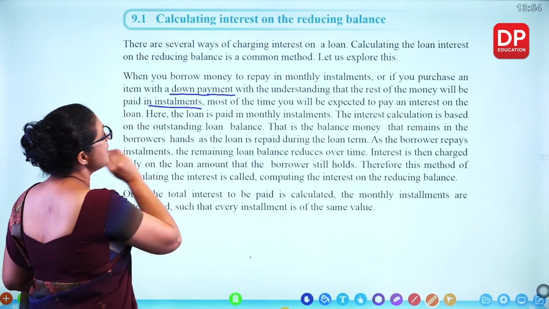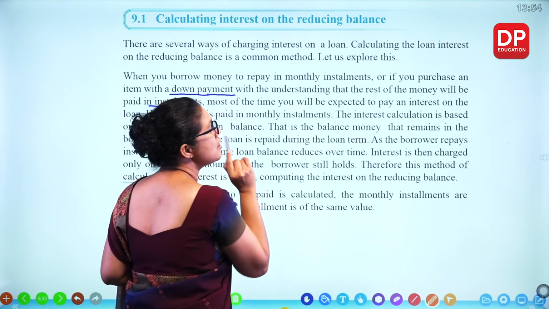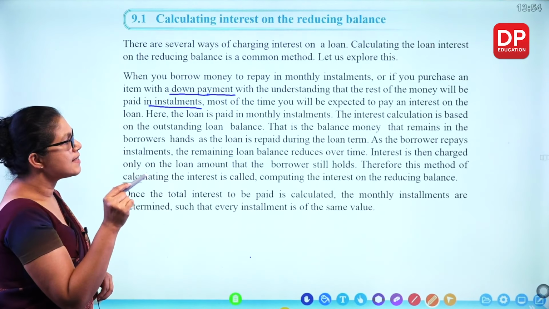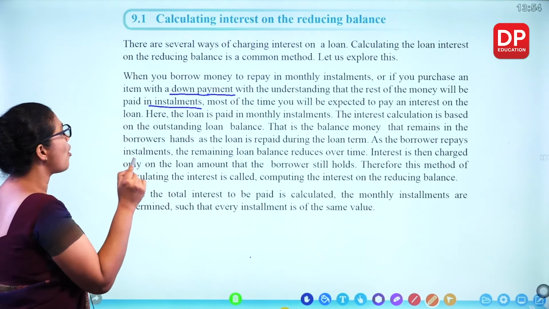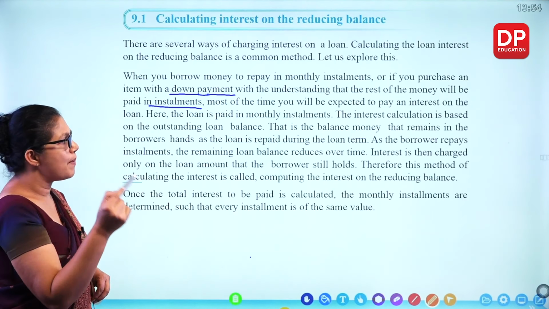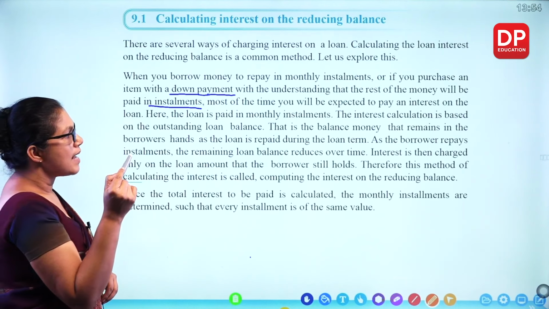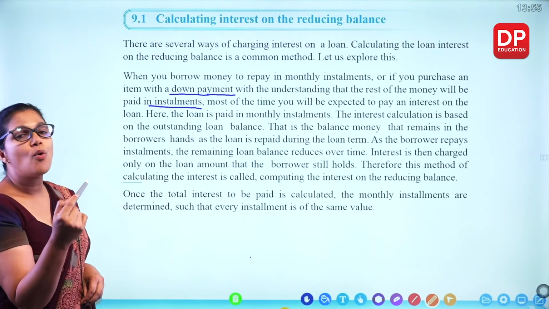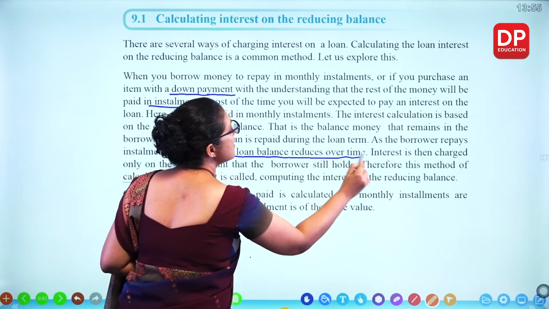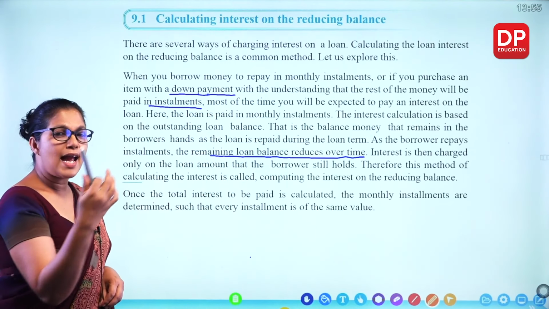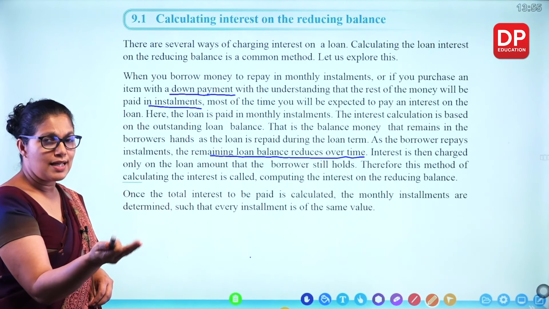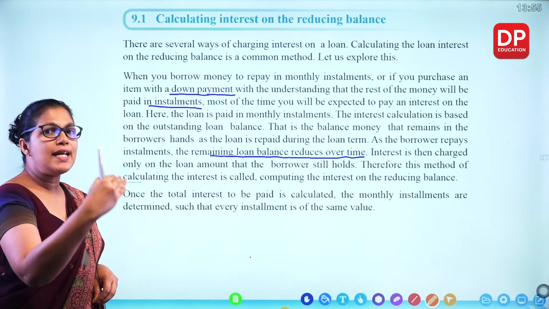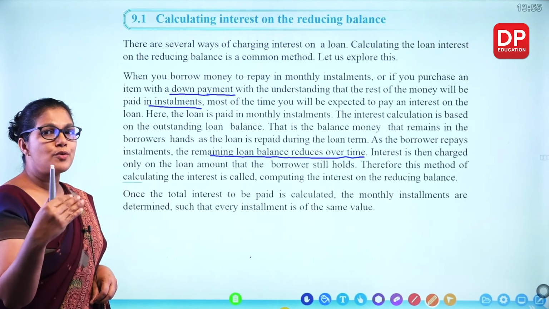However, here the loan is paid in monthly installments. The interest calculation is based on the outstanding loan balance. That is the balance money that remains in the borrower's hands as the loan is repaid during the loan term. As the borrower repays installments, the remaining loan balance reduces over time. Say that you borrowed 50,000 and you paid a down payment of 10,000. So the interest is calculated for the remaining balance, and then the interest reduces over time.